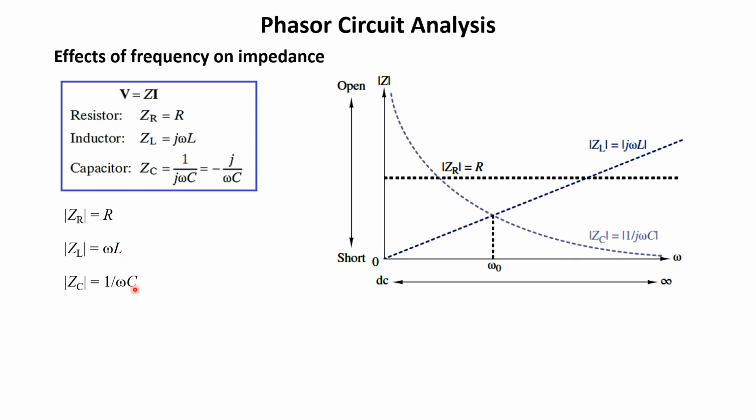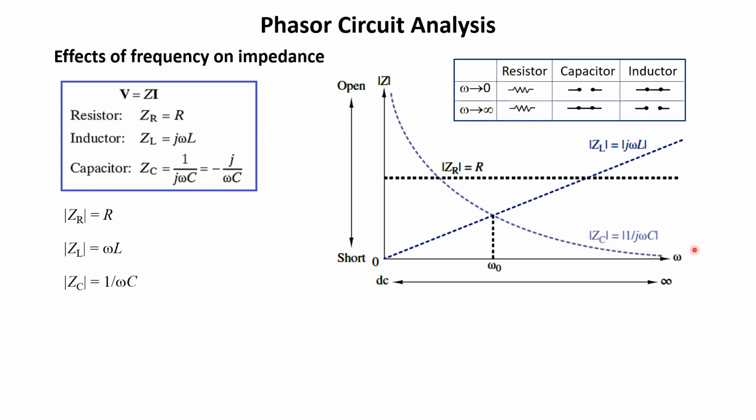ZC is different. When omega is 0, its impedance is infinite. Infinite impedance means it behaves like an open circuit. You will see quickly. And as frequency increases, because omega appears in the denominator, it is inversely proportional. So this curve shows the magnitude of the capacitive impedance. Now, again, this table will help you to understand the behavior of resistance when frequency approaches 0 and when frequency approaches infinity. The behavior of the resistance remains the same.